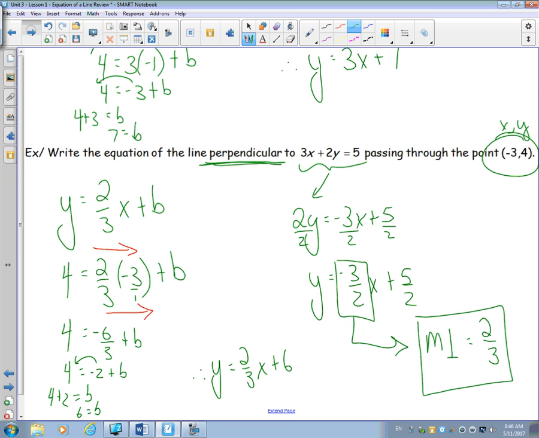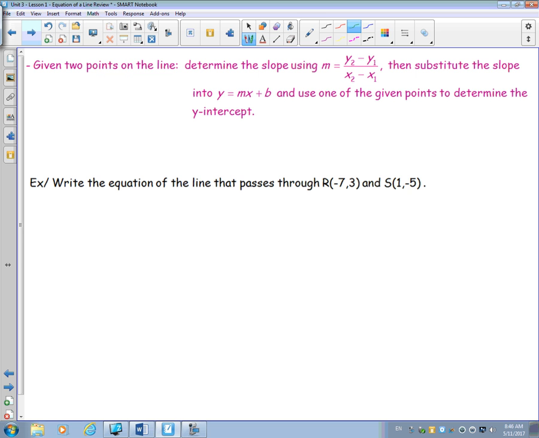Now, one more thing we can do with these kinds of lines. What if we're given 2 points? Well, if we're given 2 points, we don't have a slope, but we can find a slope with what we started with today, using our slope equation. Once we know that, we can put in the slope like we have been, and we can use one of the given points to determine the y-intercept.